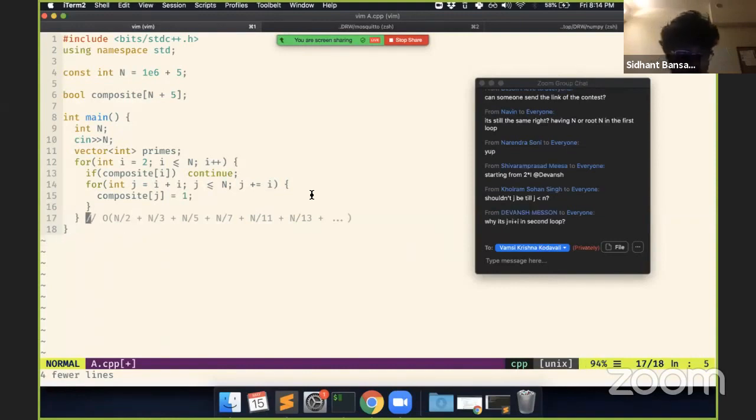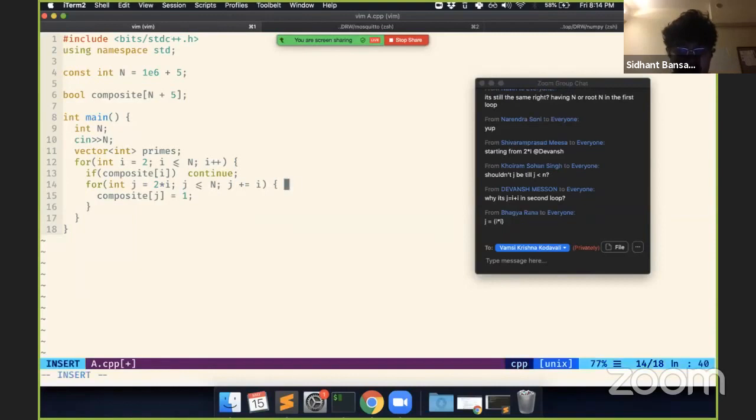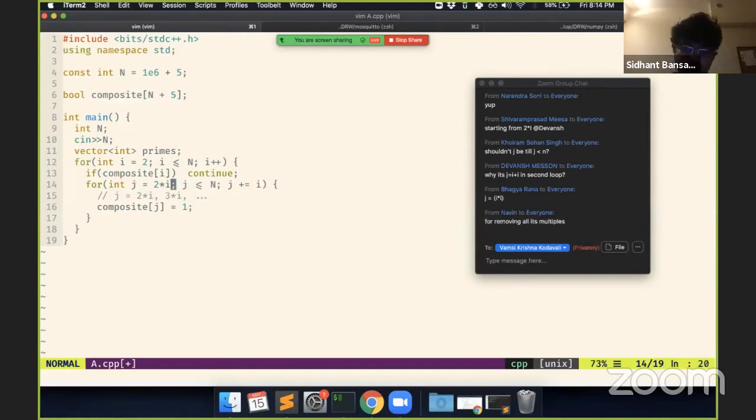Why is it j? You could do 2 times i, I just didn't write it that way. The idea is that j should go from 2 times i, 3 times i, and so on. j should iterate on the multiples of i. That's the idea. Okay, Bhagya is again right, you can start with i square.